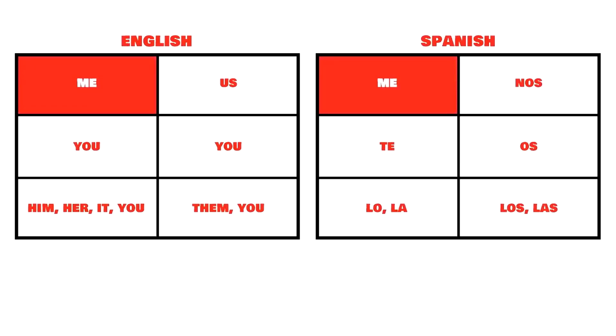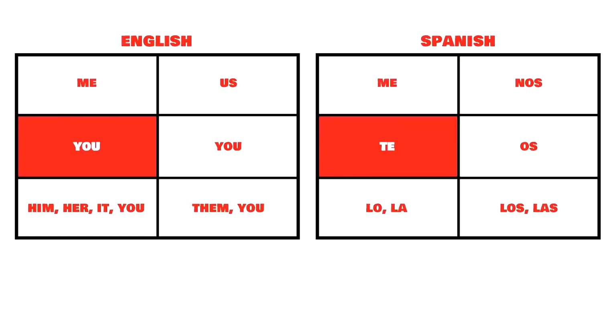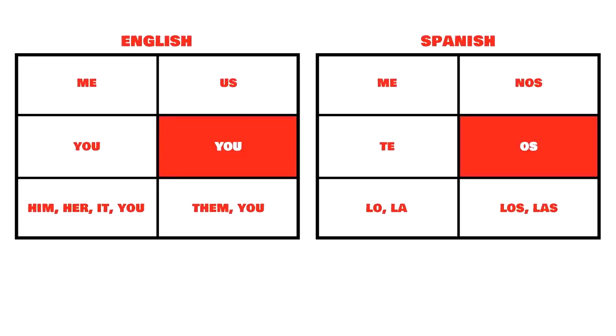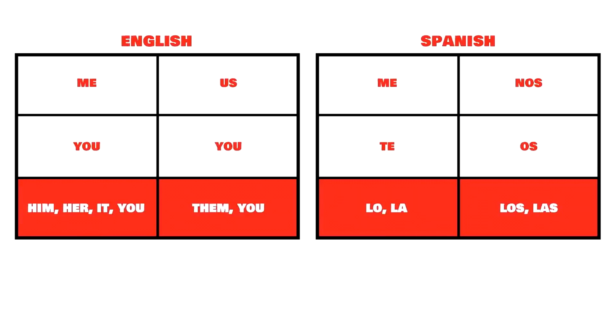Me is the easiest one. It's the same basically. Me. You is te. Moving up here, us is nos, and you both is os. Then, as always, third person can be him, her, it, them, or you, both singular and plural formal.